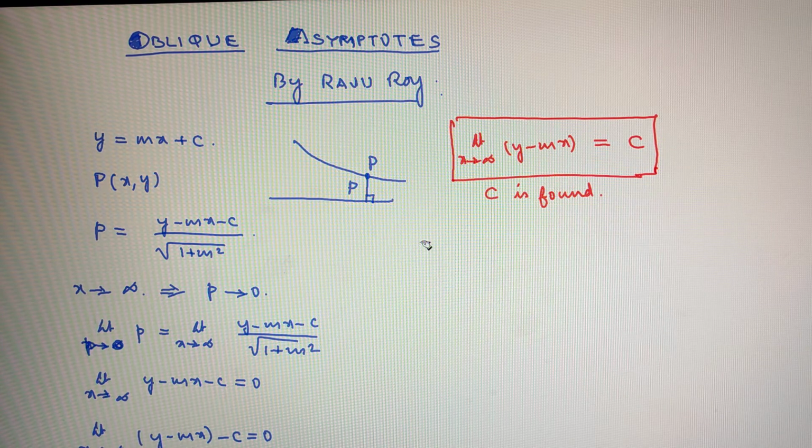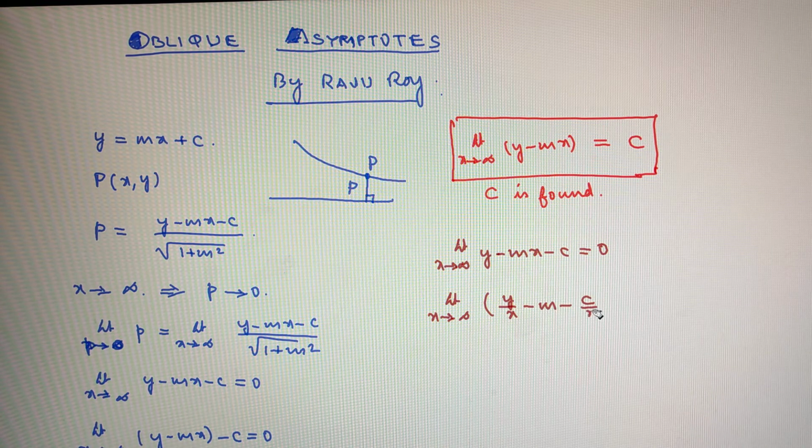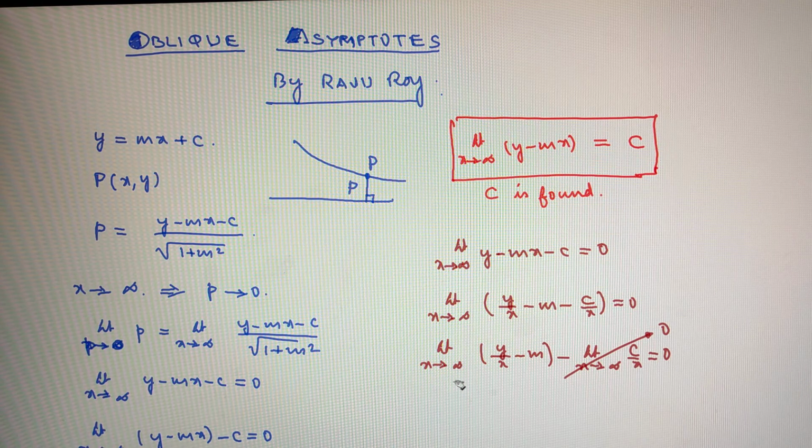Now next, the same equation I can write in this format also: limit x tends to infinity, y minus mx minus c is equal to 0, right? So if I divide throughout by x, limit x tends to infinity, y by x minus m minus c by x is equal to 0. So what you get? Limit x tends to infinity y by x minus m, minus limit x tends to infinity c by x is equal to 0, and this will become 0, right, because x tends to infinity. So this will give you limit x tends to infinity y by x minus m is equal to 0.